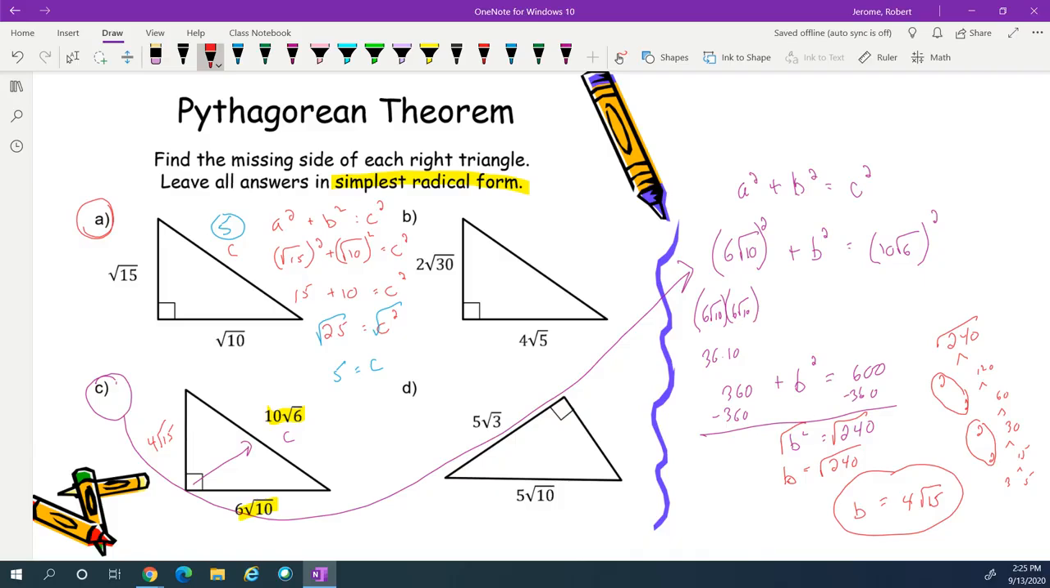Okay. Let's stop there, and we're going to do more work with radicals throughout the year and with Pythagorean theorem throughout the year.